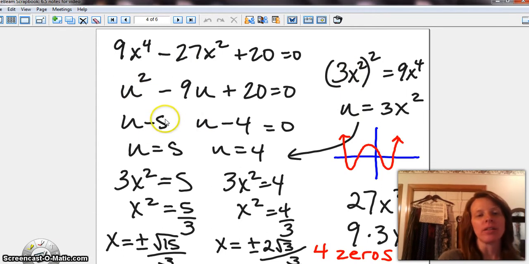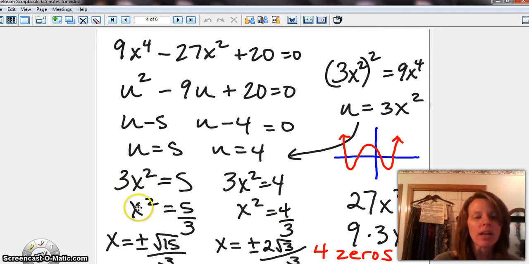So as I solve this, I end up with u minus 5 and u minus 4. There are steps that are skipped here, which means I have u equals 5 and u equals 4. So I've gone about this slightly differently, and I can replace at this point u with my 3x squared, because that's what u is. And I have 3x squared is equal to 5, and 3x squared is equal to 4. And then I need to get x by itself. I'm dividing by 3 in both of these cases.